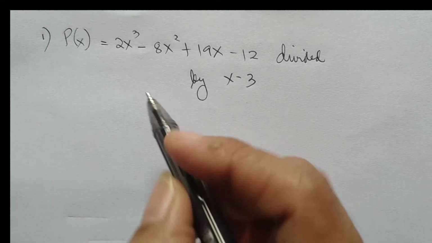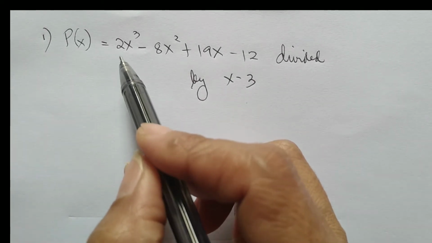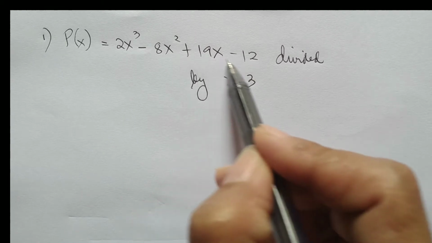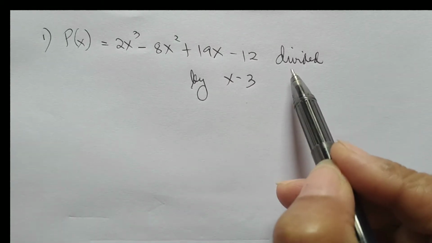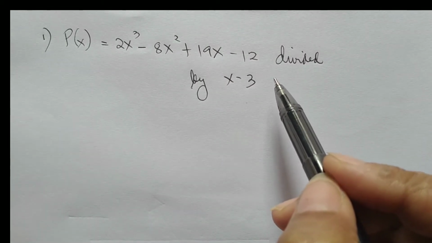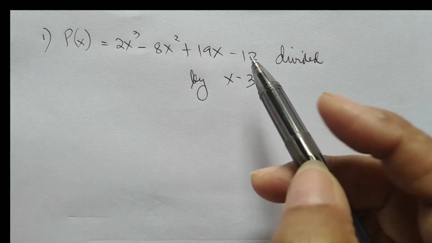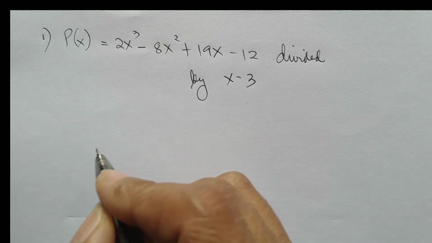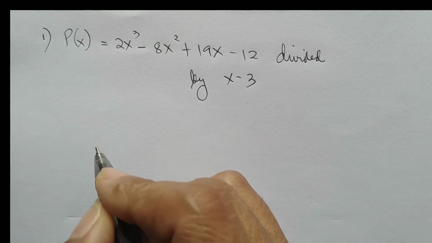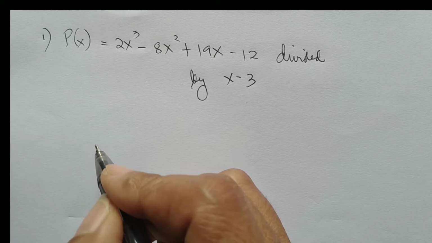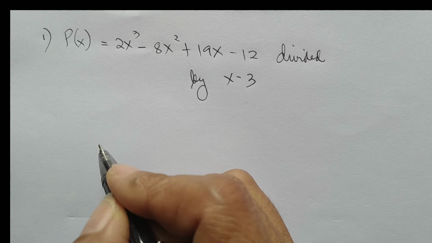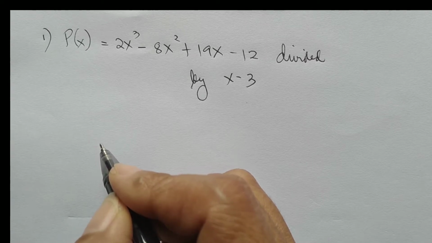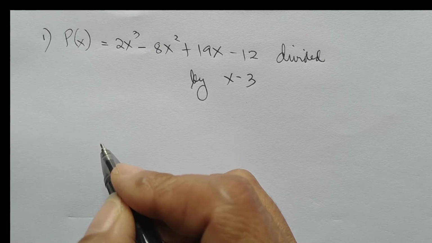Now, let us have this polynomial, p of x is equal to 2x cubed minus 8x squared plus 19x minus 12, divided by x minus 3. To find the quotient easily, let us use synthetic division and see how the remainder is related to the given polynomial.